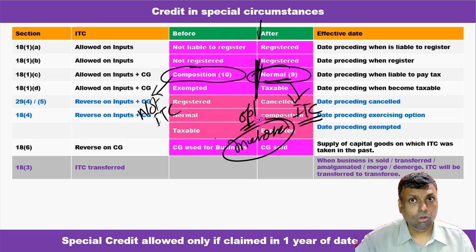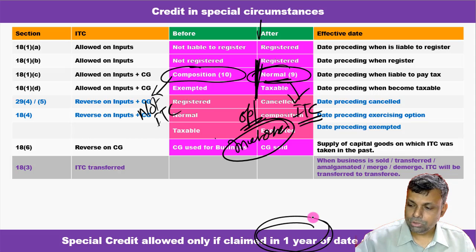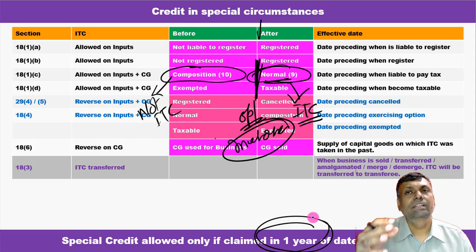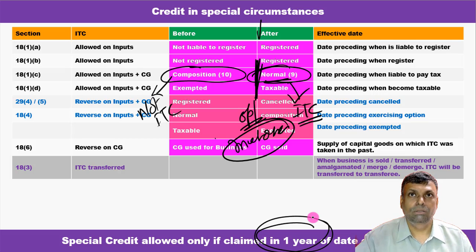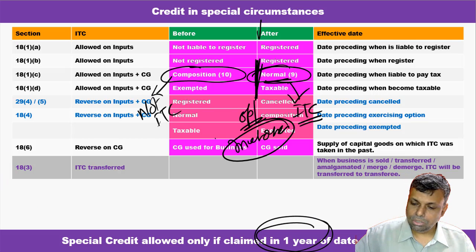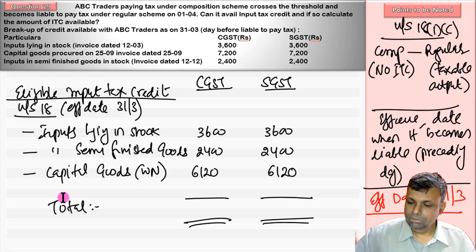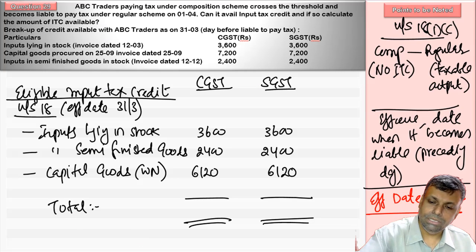The second thing is that these are all situations of special credits, and for that reason there is a general overall time limit. That means if your inventories were older than 1 year, then again you will not be eligible for this particular special adjustment. I call it credit in special circumstances. You will not be eligible. Now, how do you solve these particular questions? This was one of the questions, a very simple question that we had already solved.